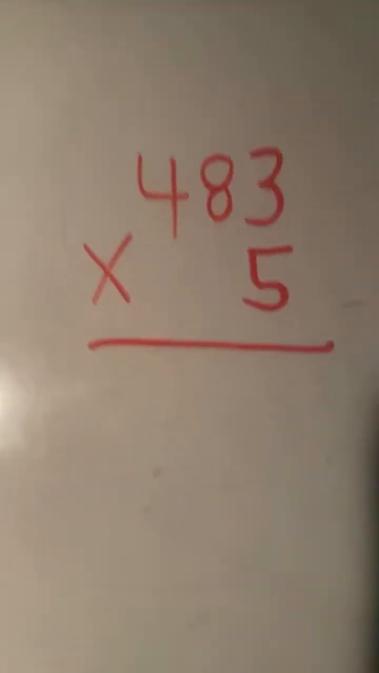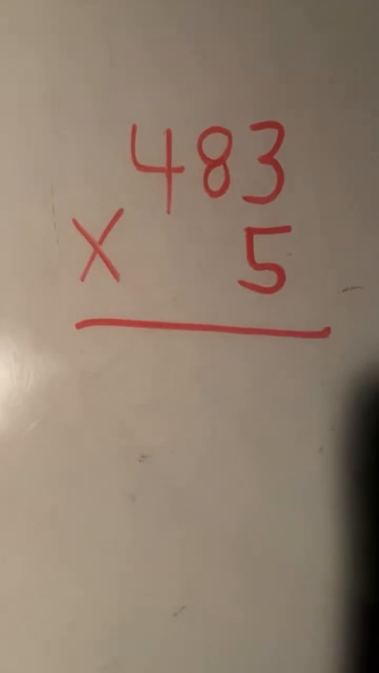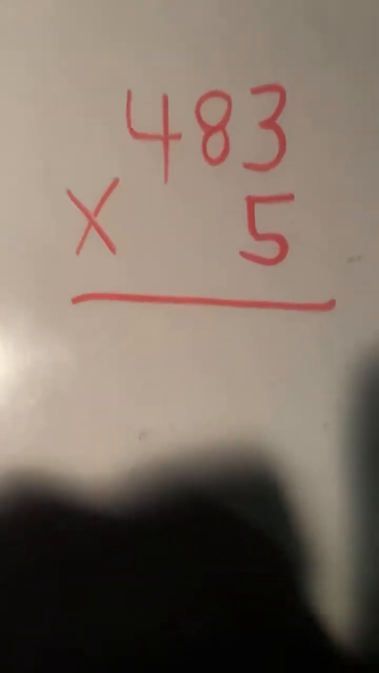483 times 5. So we start out by multiplying the digits in the ones place. 3 times 5 equals 15. 5, carry the 1.